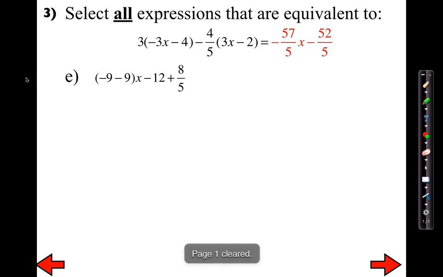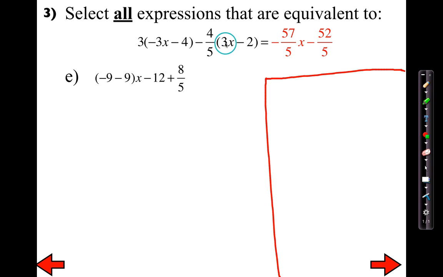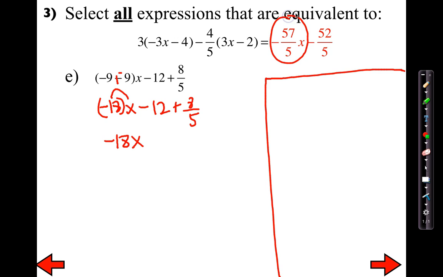Okay, moving on to option E. So we're going to have to simplify what we have to see if they are equivalent. So let's see. First, let's say -9 minus 9. We're going to add the opposite. So that's basically a -18 times the x minus 12 plus 8/5. We're going to go ahead and multiply these two together. That leaves us with -18x. I'm going to stop right here. That is not the same as this here because the x is already simplified. And since they're not the same, I can say that E is not equivalent.